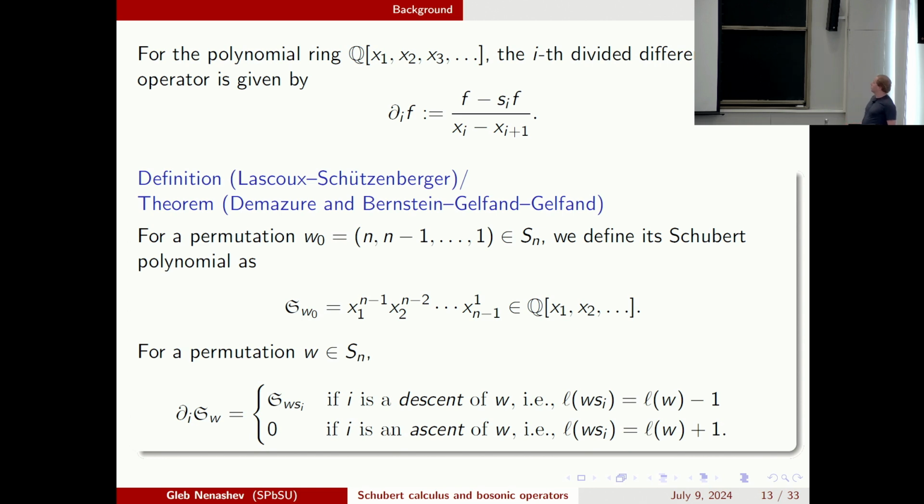So this is the classical definition of Schubert polynomials, or some people say it's a theorem by Demazure or Bernstein, Gelfand. So what do we need? We define it from the longest permutation, n, n minus 1, and so on down to 1, and later we use the divided difference operator to define it for other permutations. And the definition is correct no matter how we reach a shorter permutation.